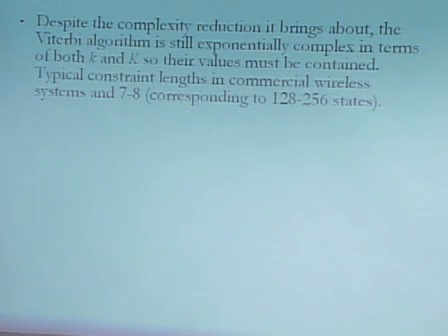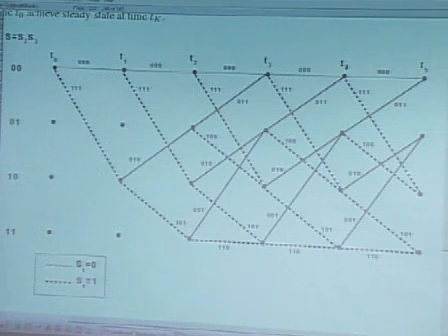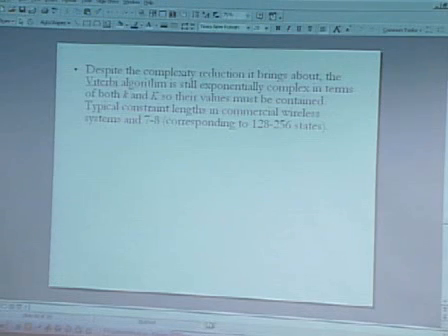So the codes that are used on your cell phones have a constraint length, capital K, of usually 7 or 8, depending on the system. CDMA usually uses 8 and GSM uses 7. That means you have between 128 and 256 states in your trellis. So this trellis, this is a baby. This has 4 states, right? So your cell phones use codes that have 256 states. Not bad, eh?